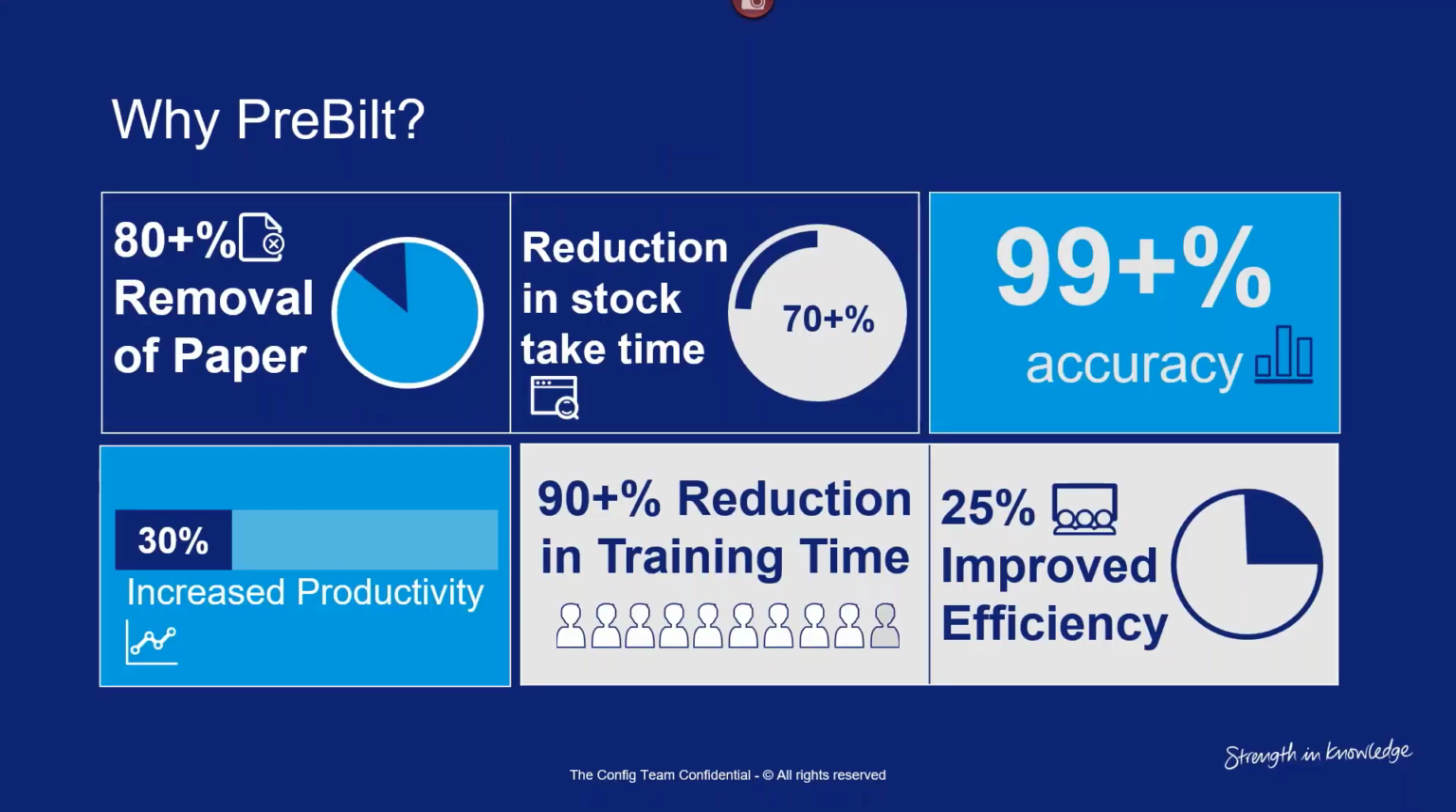Okay, so why PreBilt? We talked before about paperwork in the supply chain. It's all about removing as much paperwork as possible. Paperwork affects errors and productivity, and making it a really simple, real-time solution is key to that. It's about reduction in stock take time, on average 70+%, and getting the stock accuracy with that real-time solution as close to 100% as possible.